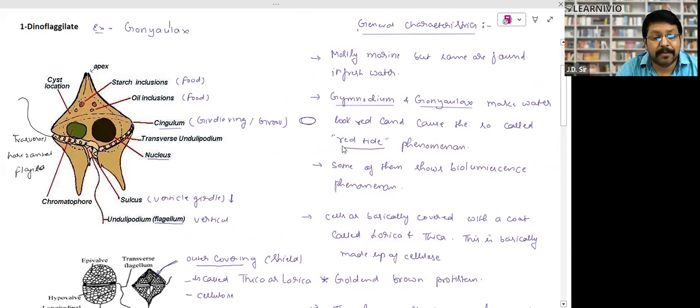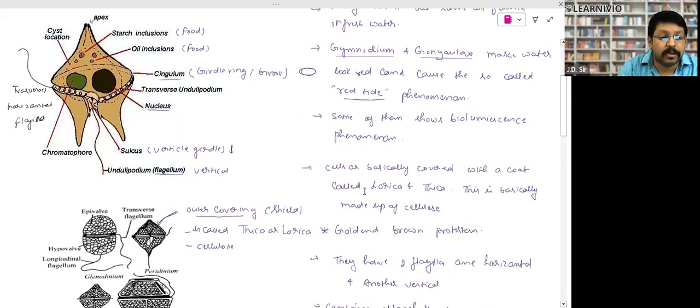Gymnodinium and Gonyaulax make water red, called the red tide phenomenon. Like you see the Red Sea, why does it appear red? The Red Sea appears red because they have these red kind of microorganisms. Some of them show the bioluminescence phenomenon, which means some of them produce light. At night they emit light, that's why water appears sparkling at night. Bioluminescence is when some biological organism emits light.